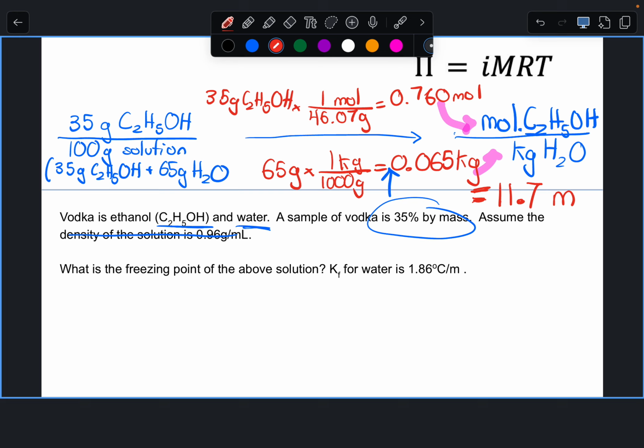Okay, so top number gets converted to moles. Just the grams of water, because this is kilograms solvent. So you don't want the whole total solution, you just want the solvent. So 65 grams of water, convert that to kilograms, and then divide this by that, and you get 11.7 molal.